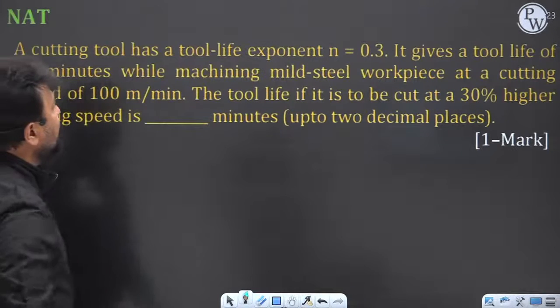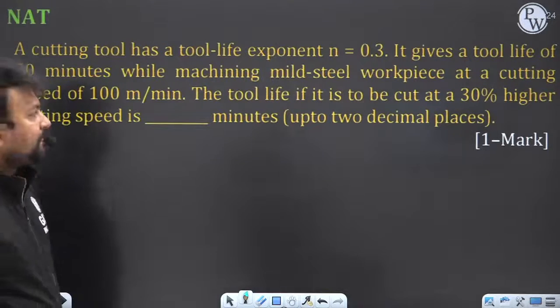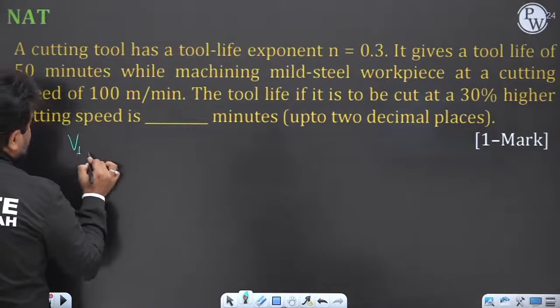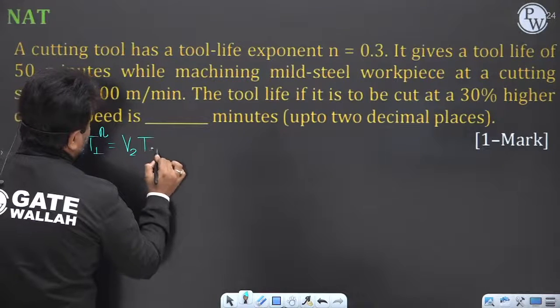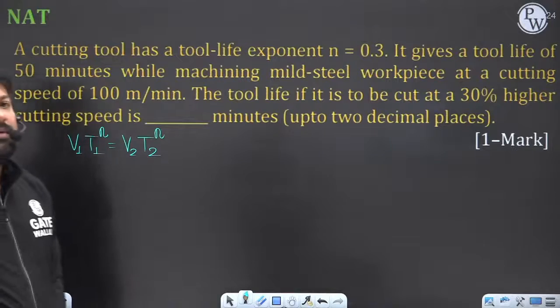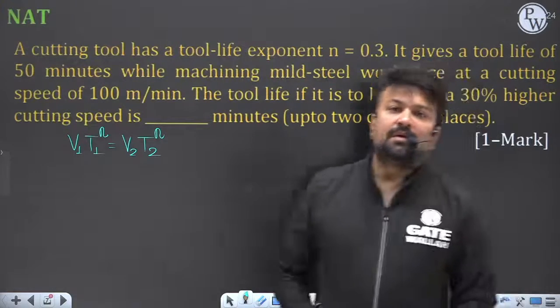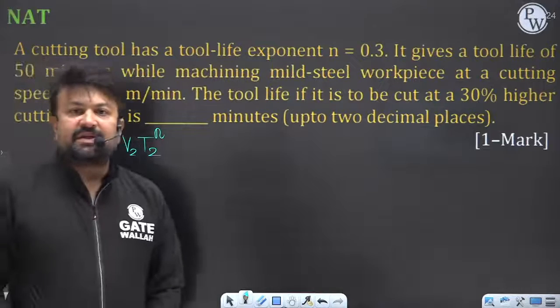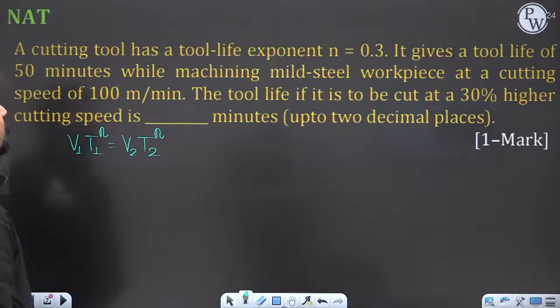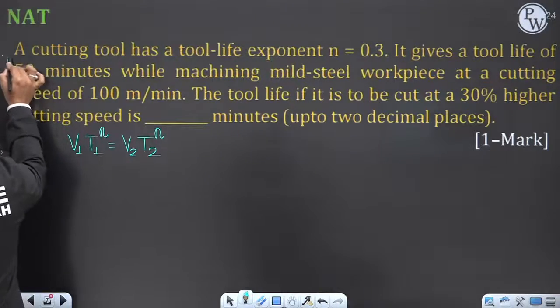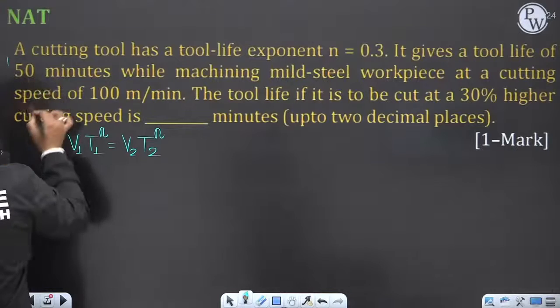A cutting tool has a tool life exponent n, right? N is given. As you know from the Taylor equation, V1 T1 to the power n equal to V2 T2 to the power n, right? It is given to us. And if it gives a tool life of 50 minutes, so 50 minutes tool life is given. That is T1.